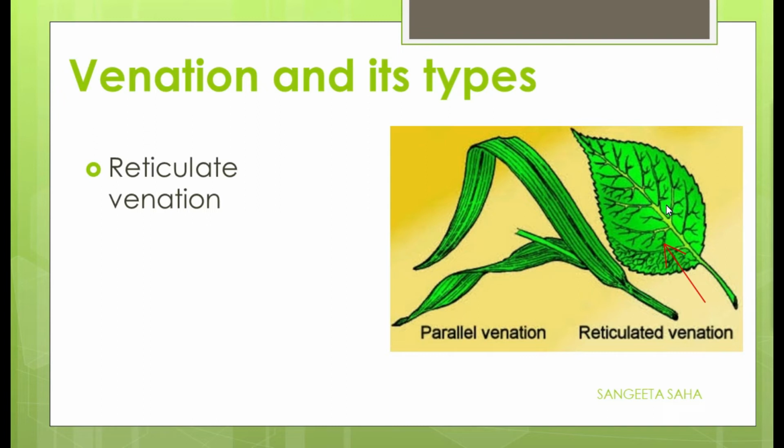Okay. Next, coming to the parallel venation, that is, as you can see in the diagram here, the veins arise from the midrib and run parallel. See, it is running parallel to each other from the petiole, this one, to the leaf tip. And this is observed in the leaves of monocot plants like banana, bamboo, wheat, grasses, maize.